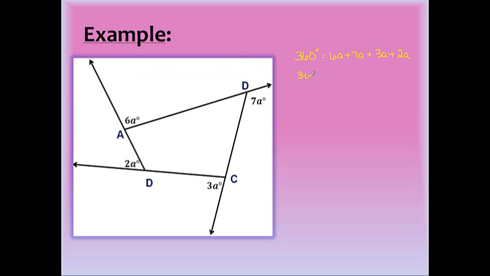So when I simplify that, then I can divide by 18, and I find that A equals 20. So now I know what A is, I can go back and substitute that back in. So instead of 6A, this angle measure is going to be 120 degrees. 7A will be 140 degrees. 3A is going to be 60 degrees. And 2A is going to be 40 degrees.